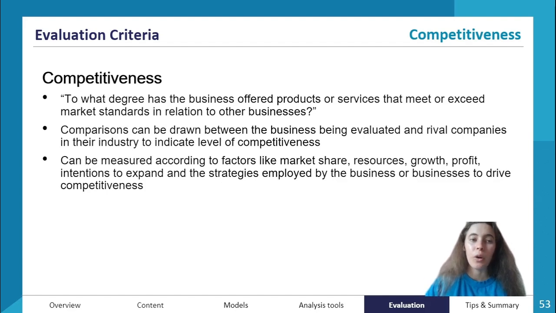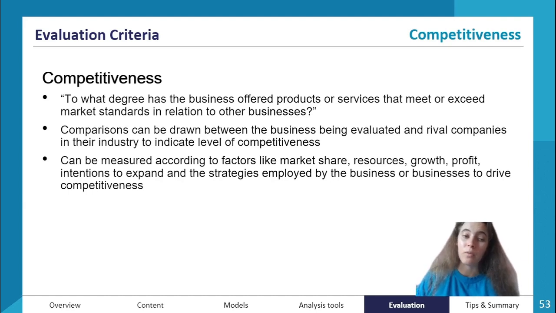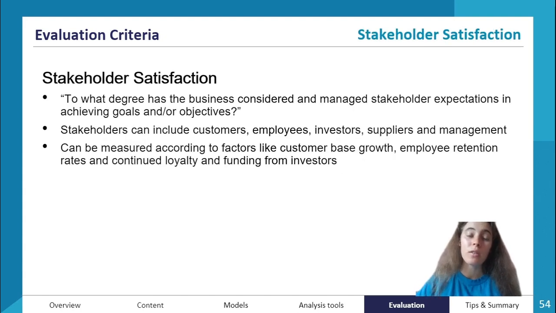So let's go through your evaluation criteria. Competitiveness is about the degree that the business has offered products or services that meet or exceed market standards in relation to other businesses. So you can compare different businesses to think about the level of competitiveness. You can look at measures like market share, resources, growth, profit, any expansion intentions. All of those things can be factored into competitiveness.